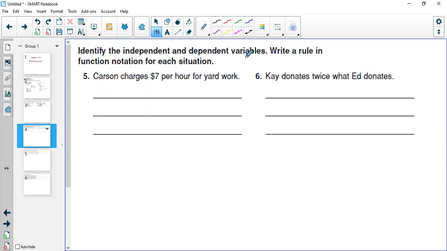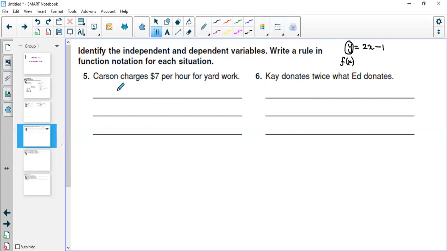Identify the independent and dependent variables. Write a rule in function notation for each situation. What is this function notation? It is nothing but we are replacing y. Now we wrote the equation as y is equal to 2x minus 1. Function notation is nothing but we are going to replace this with a form like this. So inside this, it could be f of x, it can be f of m. It depends on the question which we are doing.